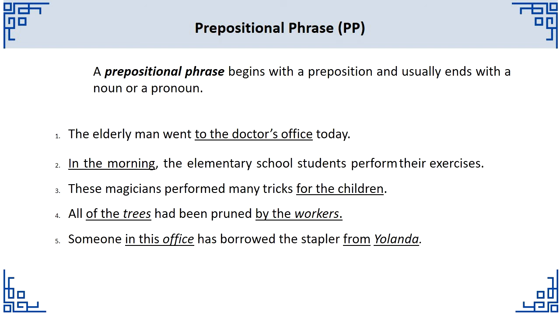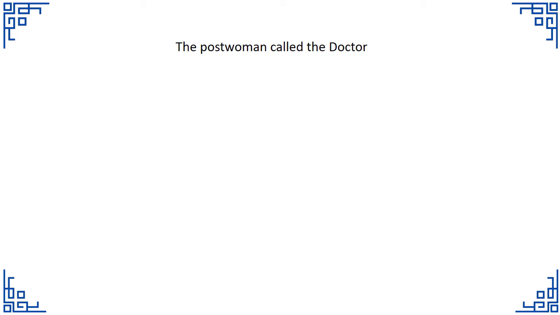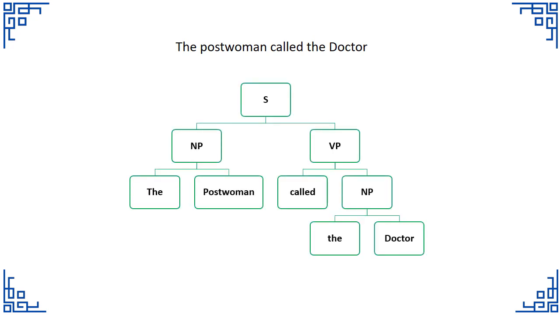The word that ends the prepositional phrase is the object of the preposition. So for sentences number 4 and 5, the prepositional phrases are underlined and the objects of the preposition are italicized. Let's see these three diagrams.